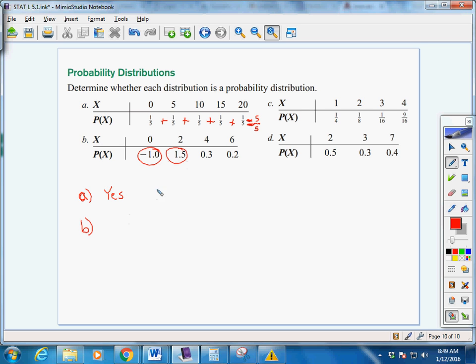B, probability distribution. Well, let's look at the probabilities. And right off the bat, I see two problems. It's not a probability distribution, okay, because we can't have a -1 and we can't have something greater than 1. We don't have to check to see if it adds to anything else.